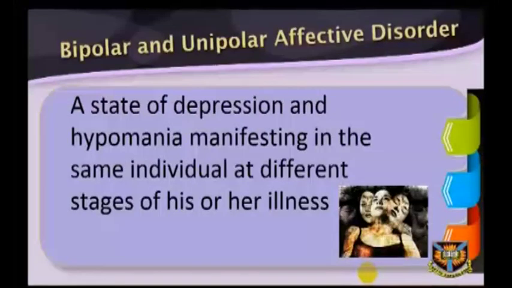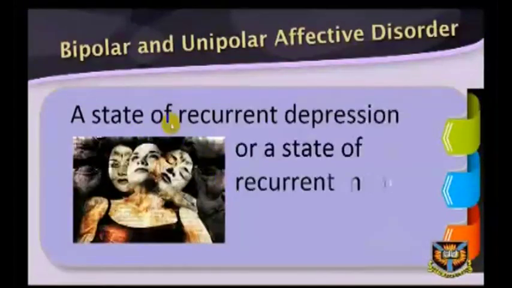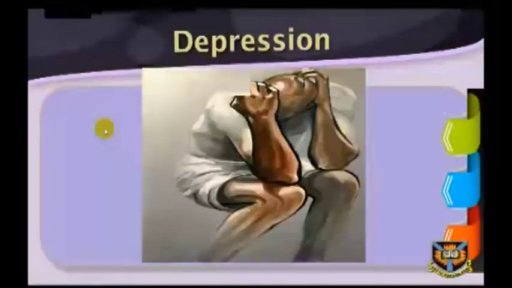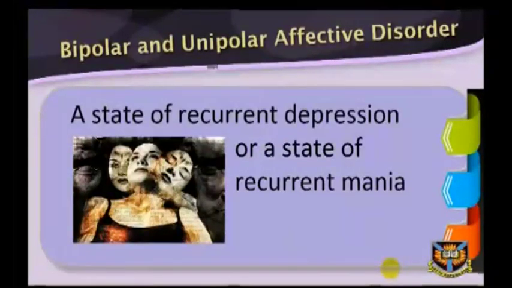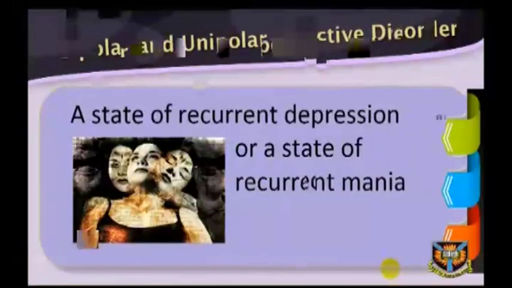These disorders can be presented and manifested in the same individual at different stages of his or her illness. And when this occurs, we have what is called bipolar affective disorder, that is, a state of depression and hypomania. We can also have a state where just one continuum of the illness will be present as an illness, that is, a state of recurrent depression or a state of recurrent mania. When this occurs, it is known as unipolar affective disorder. Types of affective disorders. Depression.